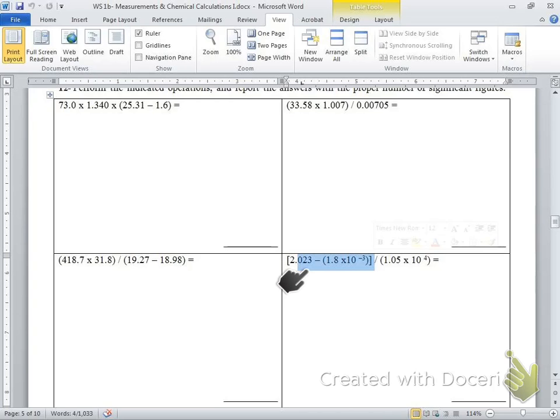It says 2.023 minus 1.8 times 10 to the minus third. So you're going to have to write 2.023 minus, and then 1.8 times 10 to the minus third, right? Which way do I move this decimal? To the left, right? I'm going to have to move it 3 places. So it's going to go 1, 2, 3. That means there'll be zeros in front of it. Again, that looks like a face. I love doing that. So it's going to be 0.0018.